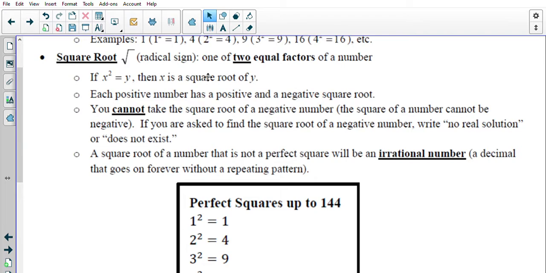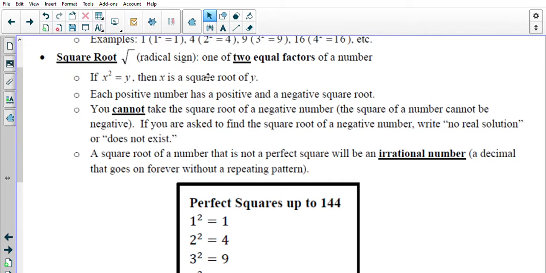So if I say, what's the square root of negative 36? There's no number that when I multiply it by itself will get you negative 36, because a positive times a positive gets you a positive, and a negative times a negative gets you a positive. So if you were asked to find the square root of a negative number, which we will in a few moments, you're going to write no real solution or does not exist. We'll talk more about that when we see some examples, so bear with me.